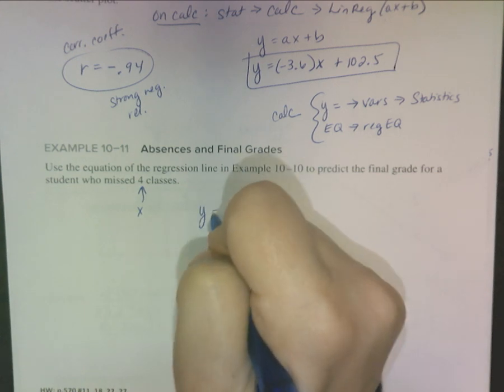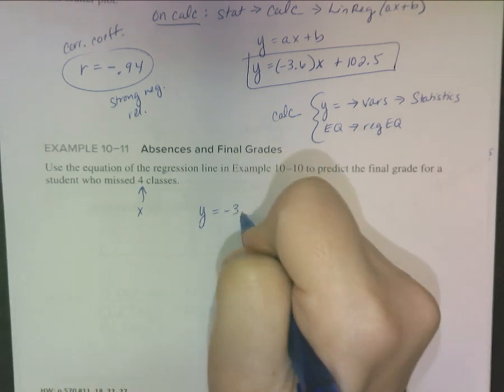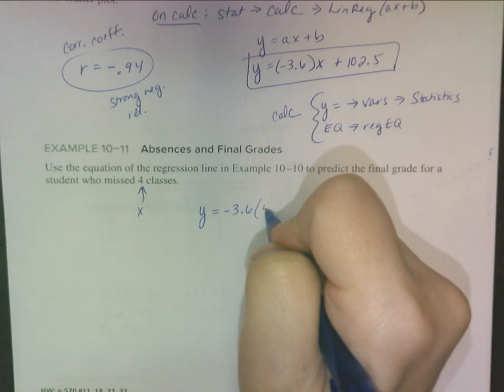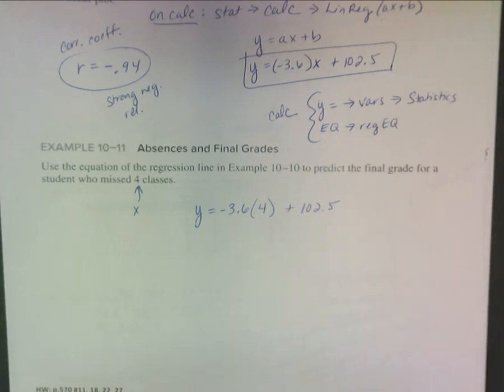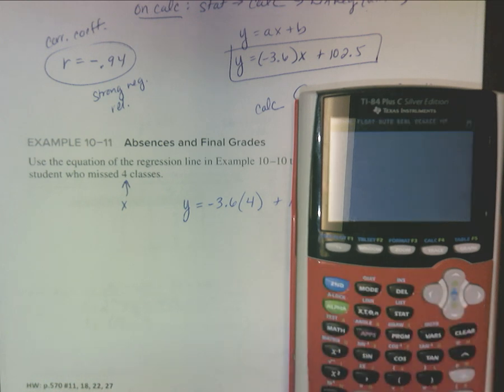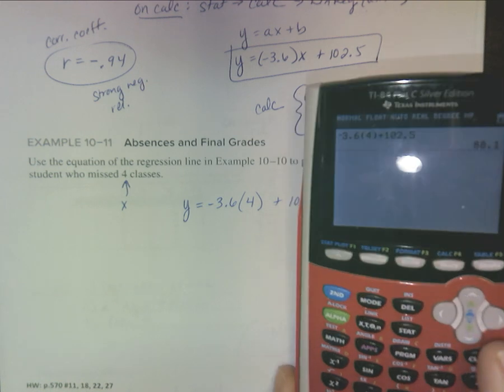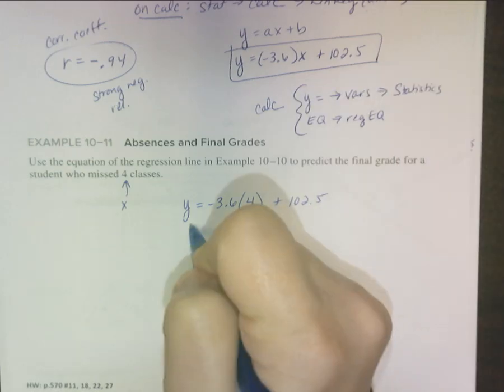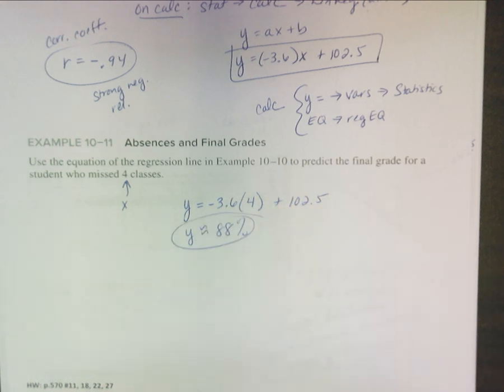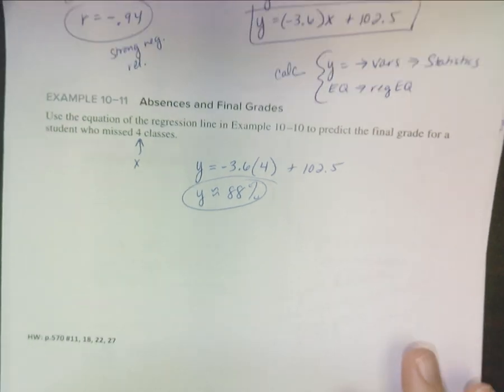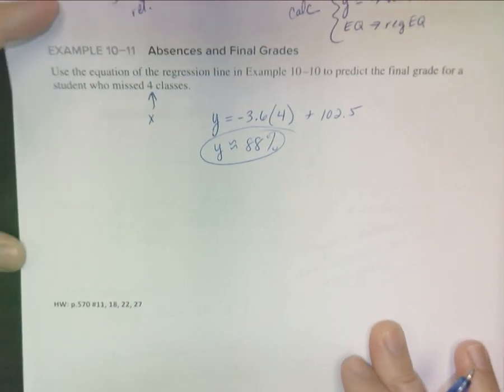So we would have y equals negative 3.6 times 4 plus 102.5. So negative 3.6 times 4 plus 102.5 is 88. They would probably get about an 88% then in my class if they missed 4. That's pretty cool.